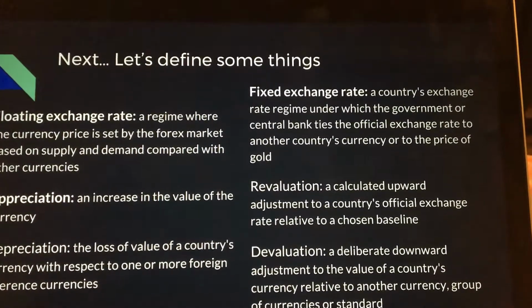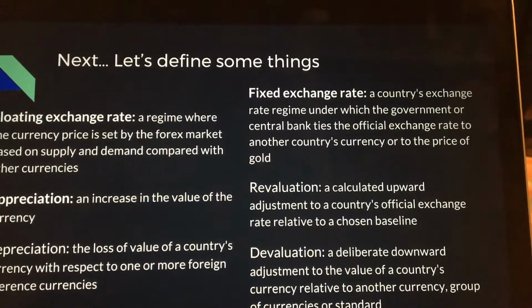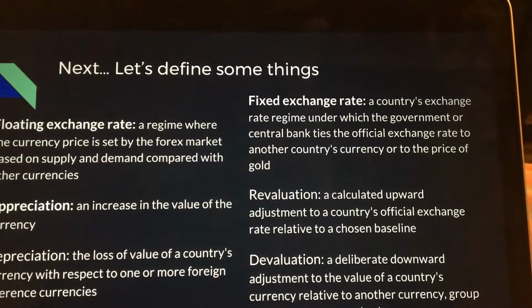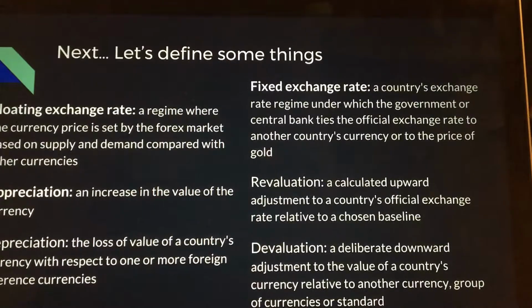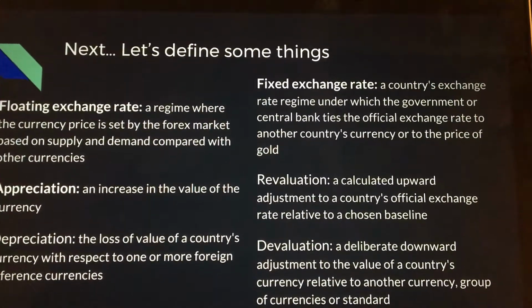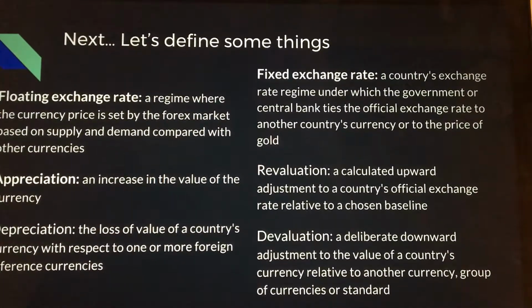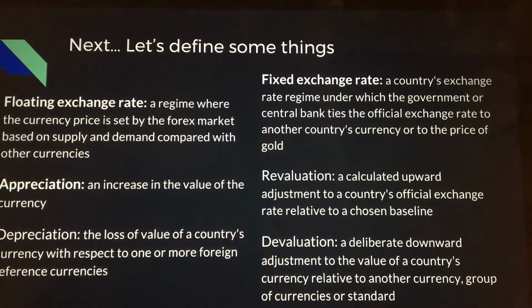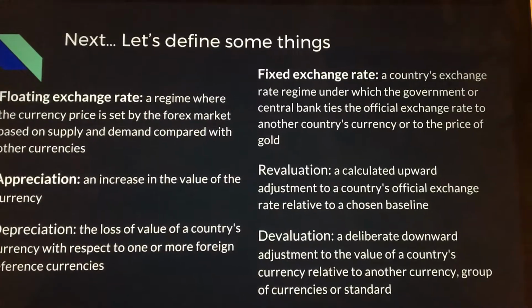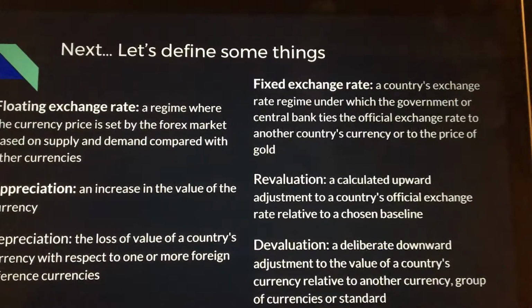Revaluation is a calculated upward adjustment to a country's official exchange rate relative to a chosen baseline. Devaluation is a deliberate downward adjustment to the value of a country's currency relative to another currency, group of currencies, or a standard. This standard could be something like gold, for example.